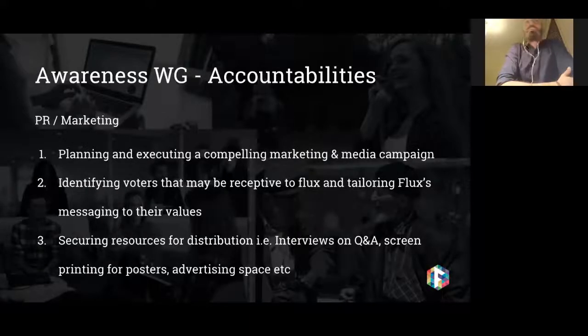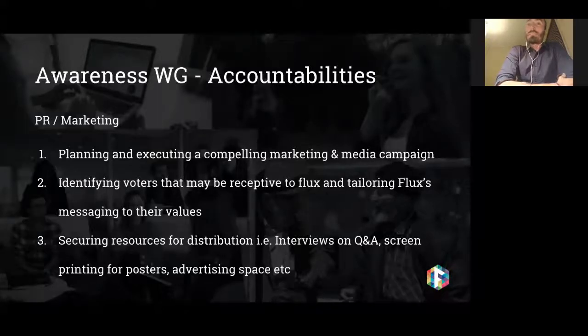And then the third part, PR and marketing. This is a bit more of a strategic angle, planning and executing compelling marketing and media campaigns. This is again about engaging with the value of Flux, the value of IBDD, what this value is for different communities, and how to communicate that value to different sections of the population. We have a campaign that is very compelling to a certain part of the population now. That's why we're here. And how do we communicate that to people who have very different mindsets and come from very different walks of life?